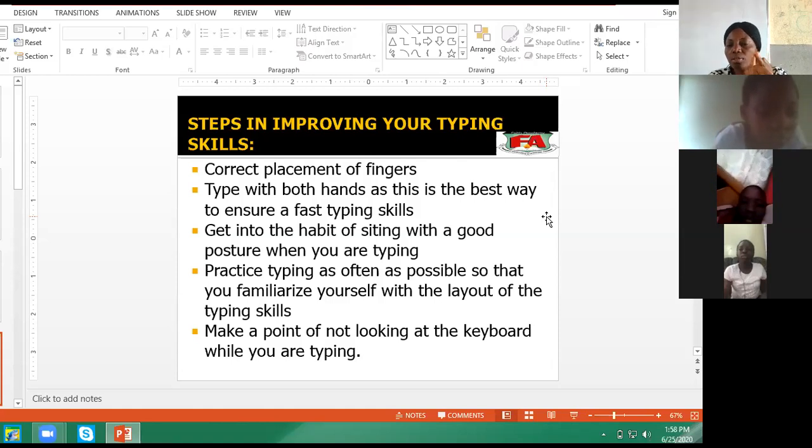Then the second one is what? It's a ring finger. Ring finger is for the S key. The third one is the middle finger. It is for the D key. The last one is the index finger. It is for the F key.